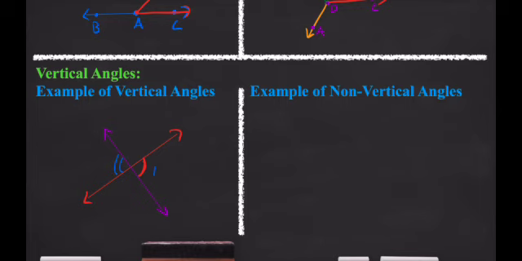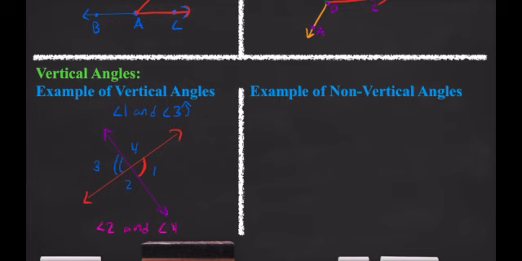So let's call this angle 1. Let's call this angle 2, angle 3, angle 4. We have 4 angles here. So we are going to say angle 1, and let me put this sign for angle, angle 3 are vertical angles. And we also would know that angle 2 and angle 4 are vertical angles. So those would be vertical angles in this situation. Whenever 2 lines cross, we always have 2 pairs of vertical angles.